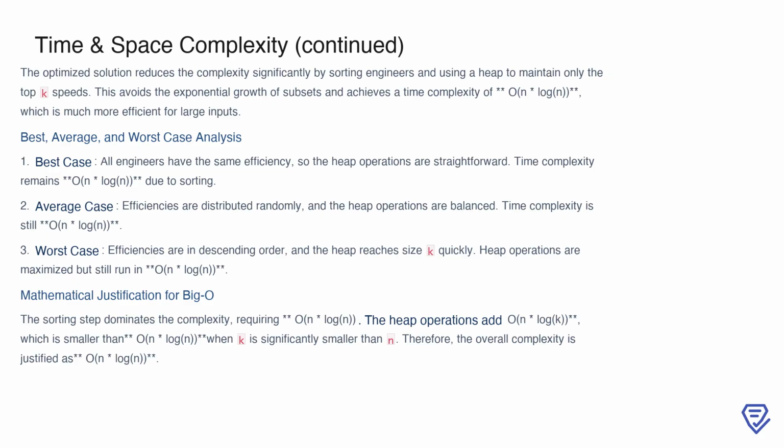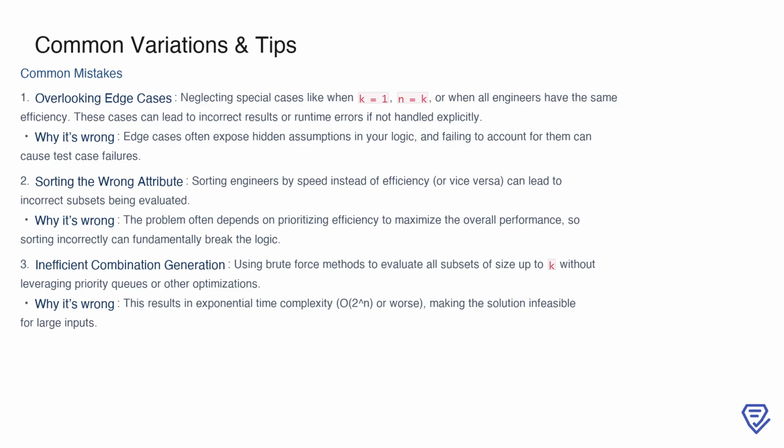The sorting step remains the dominant factor in the overall complexity, justifying the final time complexity of O(n log n). When solving this problem, there are a few common mistakes that can lead to incorrect results or inefficiencies. First, overlooking edge cases such as when the team size k is 1, when the number of engineers n equals k, or when all engineers have the same efficiency, can expose hidden assumptions in your logic. These scenarios need to be handled explicitly to avoid runtime errors or test case failures.